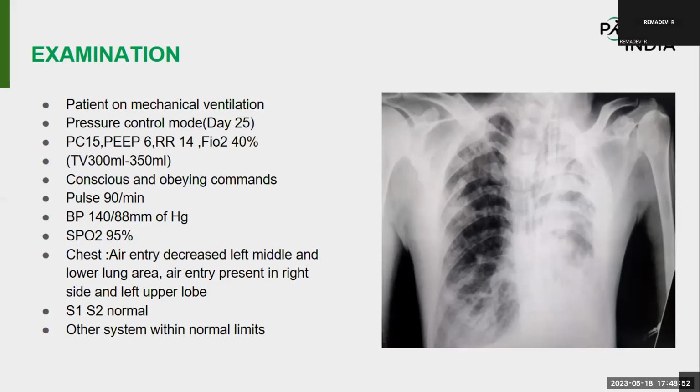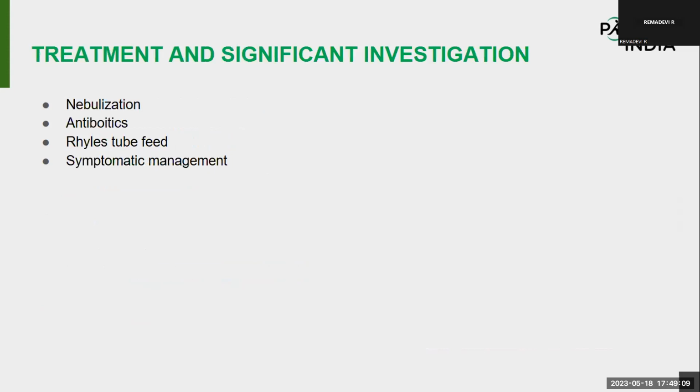On chest examination, air entry is decreased on the left middle and lower zone. Air entry is present on the right side of the lung and the left upper lobe. S1 and S2 normal. Other systems are within normal limits. This X-ray is the pre-intubation X-ray. Treatment: he's receiving nebulization, antibiotics, Ryle's tube feeds, and symptomatic management.